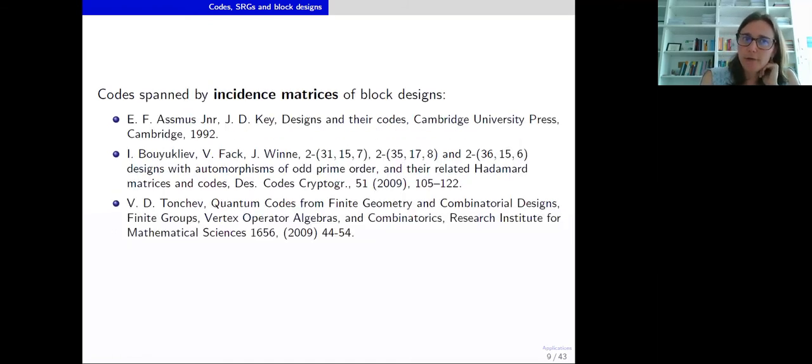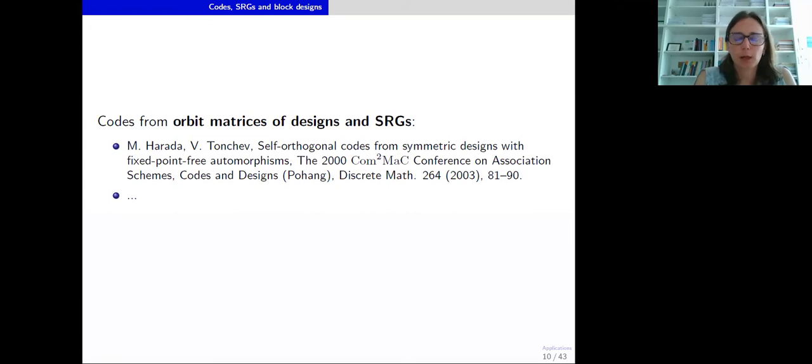Okay, so here we have codes spanned by adjacency matrices, and here we have codes spanned by incidence matrices. So in the last lecture, I was speaking about orbit matrices of block designs, and I gave you a definition of an orbit matrix of a design. And actually, we were speaking about orbit matrices of strongly regular graphs. So, as I said in the last lecture, orbit matrices can be used in a way that I was speaking about last Tuesday in order to construct new designs or strongly regular graphs, and in order to prove existence of combinatorial structures.